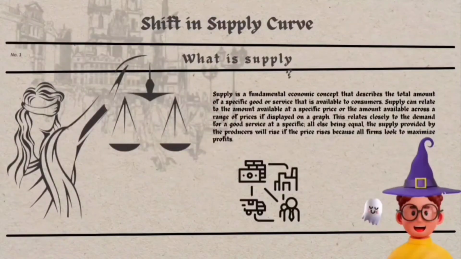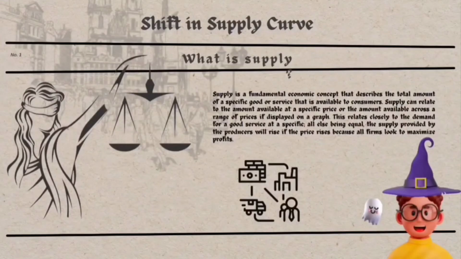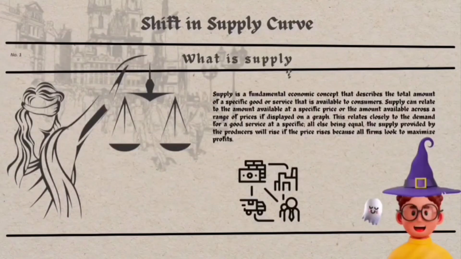So, before learning more about what is shift in supply curve, we want to learn about what is supply as it is in supply curve. So, supply is a fundamental economic concept that describes the total amount of a specific good or service that is available to the consumers. Supply can relate to the amount available at a specific price or the amount available across a range of prices if displayed on a graph. This relates closely to the demand for a good or service at a specific price.